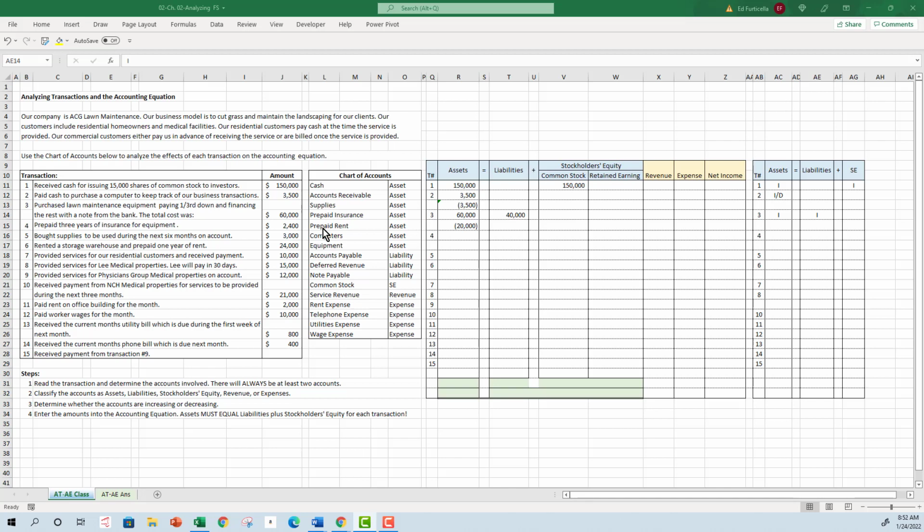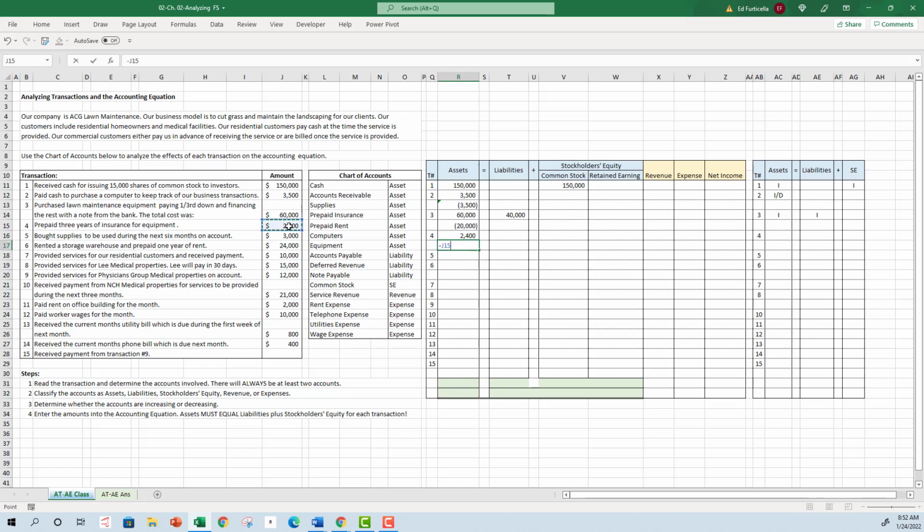So let's look at the 3 prepaid transactions that we have here. Number 4, prepaid 3 years of insurance for equipment, $2,400. The 2 accounts involved are prepaid insurance, which is an asset, and cash, which is also an asset. The insurance is an asset because we're getting 3 years of coverage. It's not just the cost or expense of the current period. Anything that has value over time is an asset.